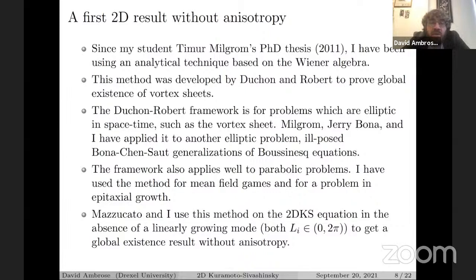Milgram, Jerry Bona, and I went on to use it for other elliptic problems, such as ill-posed Boussinesq equations. There are a number of Boussinesq models of water waves, and some of them are known to be ill-posed. They really were known to be linearly ill-posed, and Milgram, Bona, and I showed that linearly ill-posed Boussinesq water wave models are nonlinearly ill-posed by applying the Duchon-Robert framework. The framework also applies very well to parabolic problems, though. So Anna and I used it for this Kuramoto-Sivashinsky problem, and I've also used it for mean field games and for a problem in epitaxial growth of thin films.